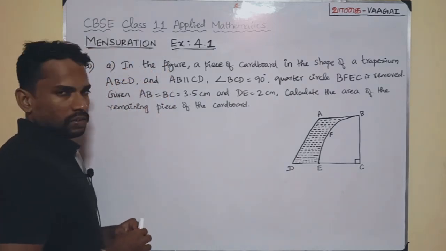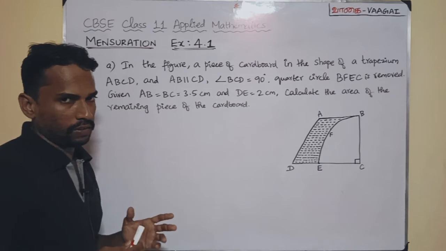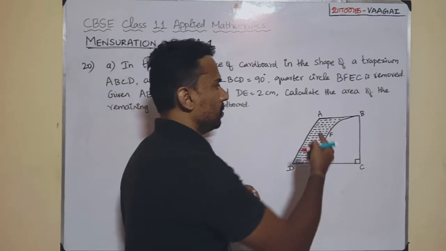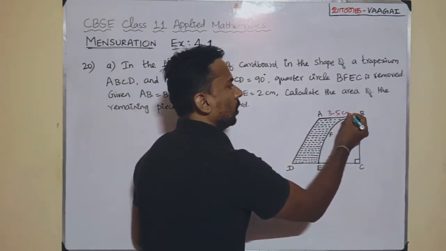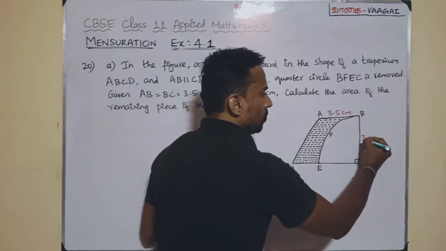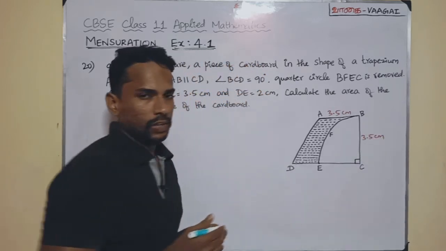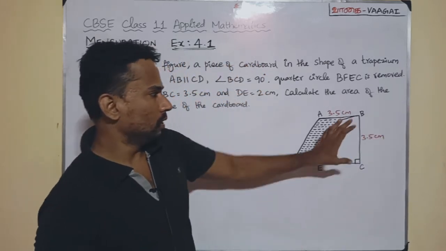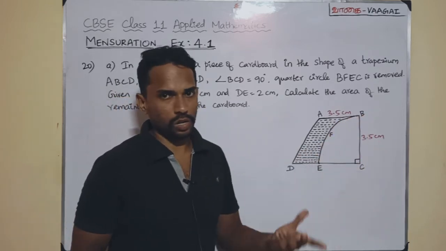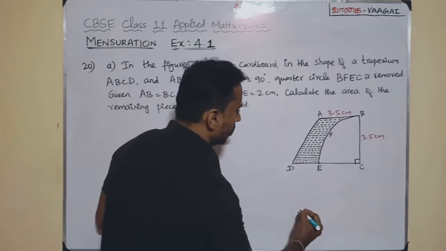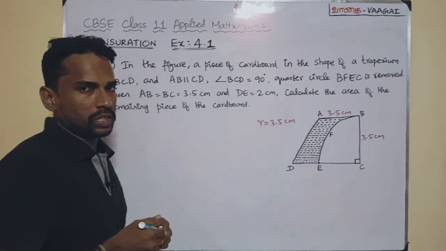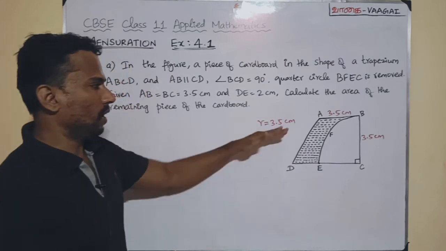Now what else is given here? We are given some measures here. Let's have a close look. Given AB is equal to BC is equal to 3.5 centimeters. So AB is here 3.5 centimeter. We'll note it here. And BC is also the same, 3.5. Now when BC is given to be 3.5 centimeter, it should be noted that this BC is nothing but the radius of that quarter circle, the quadrant portion of that circle. So we'll note it here itself. So the radius R is going to be 3.5 centimeter. That's the radius of our quarter circle.